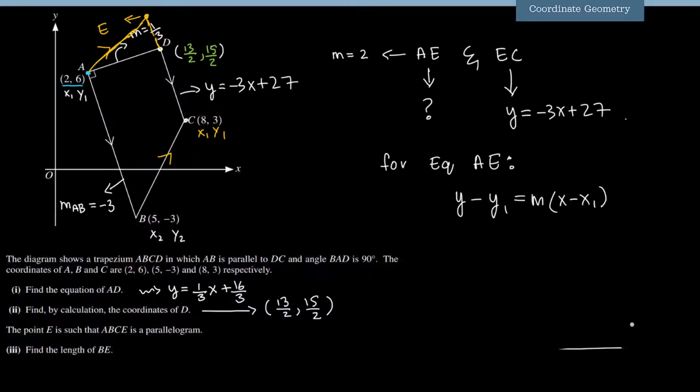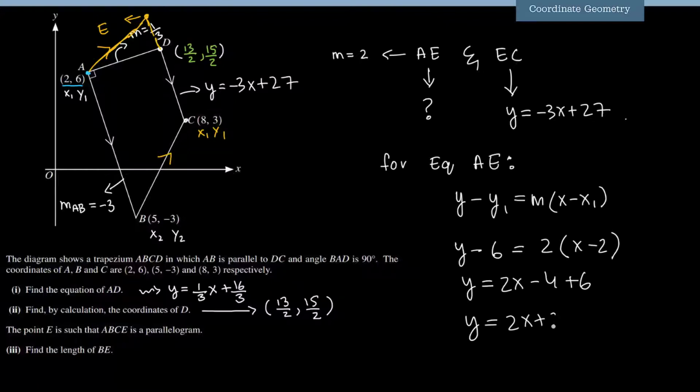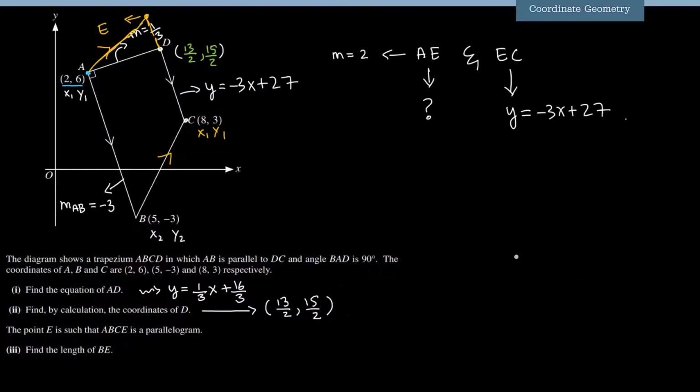Now I already know a point on this line, that is this point A that has the coordinates of 2, 6. So I can go on and find the equation of this line. The equation would be y minus, the y coordinate is 6, so y minus 6 is equal to m, the gradient we found was 2, so 2 times x minus x1, so x minus 2. This would be y is equal to 2x minus 4 plus 6, which is equal to y is equal to 2x plus 2. This is the equation of this line of AE. Y is equal to 2x plus 2.